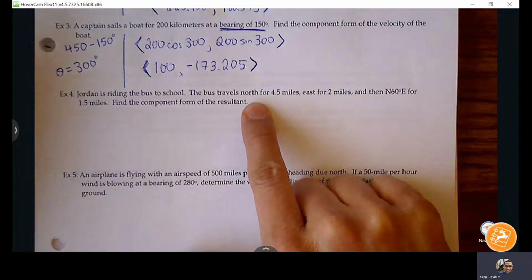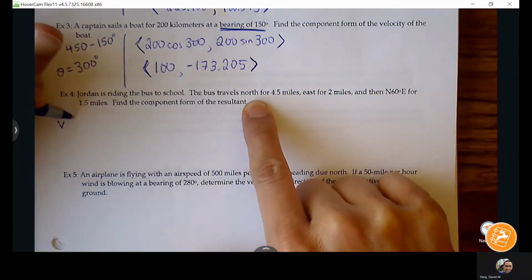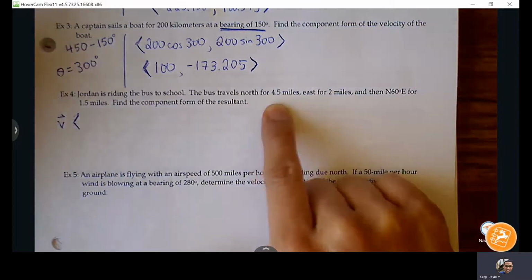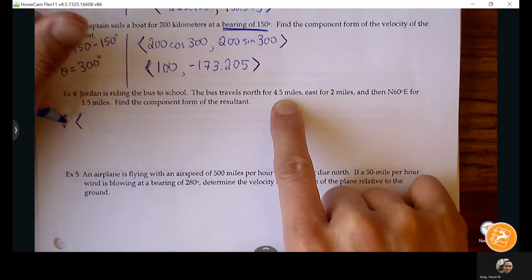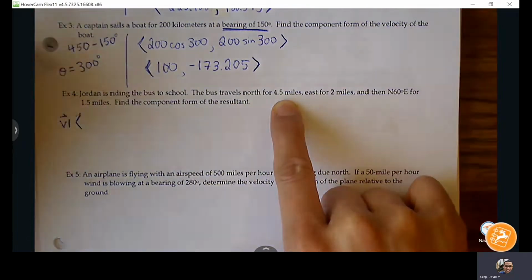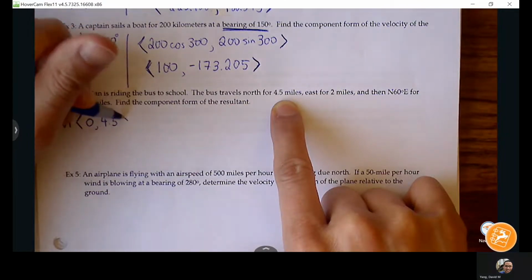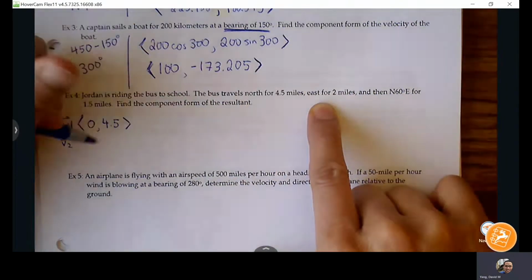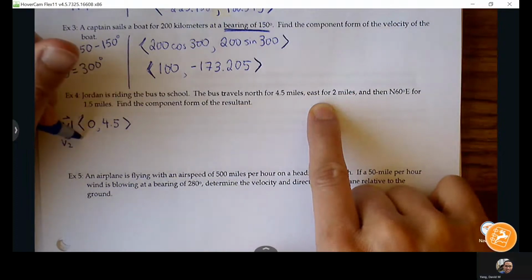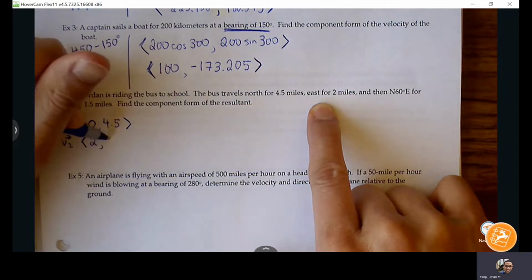Okay, so the first is it travels north, right? So I'll just call this vector 1. Traveling north means I'm not having any left or right movement, so it's just going to be 0, 4.5. Vector 2, I'm traveling east. So how do I represent east in component form? Positive 2 and then 0.